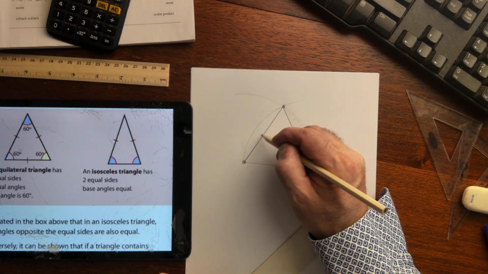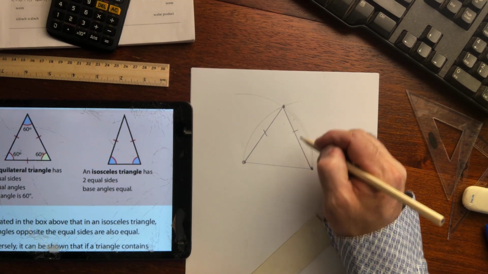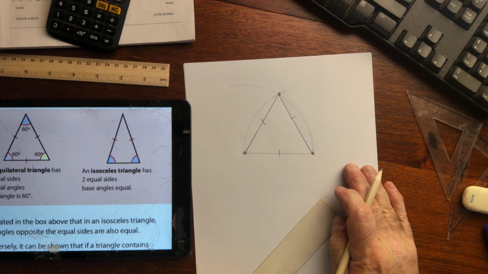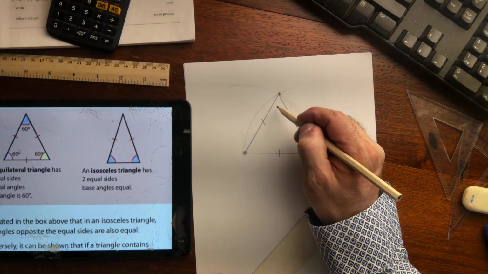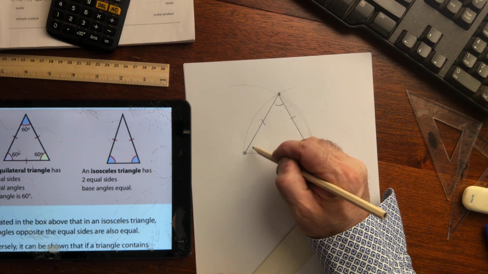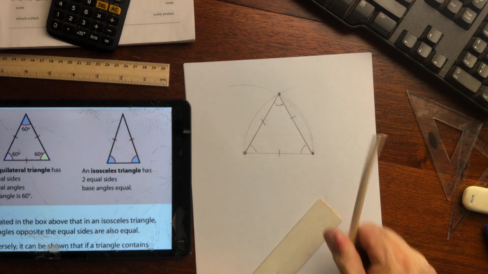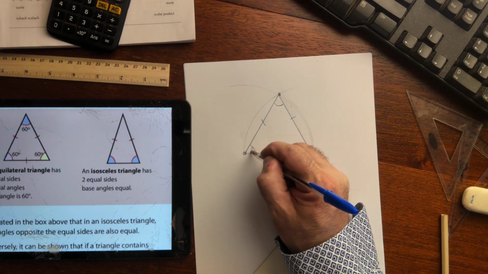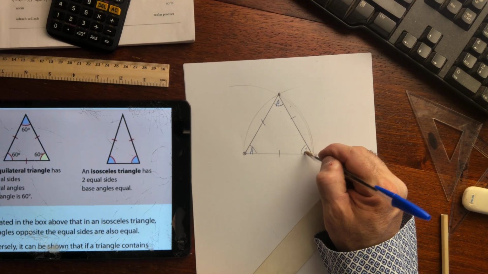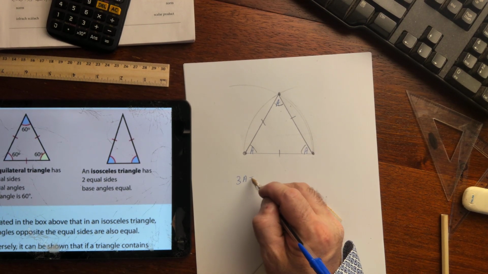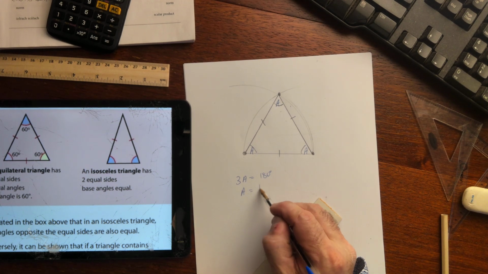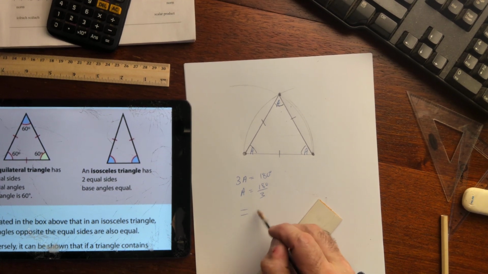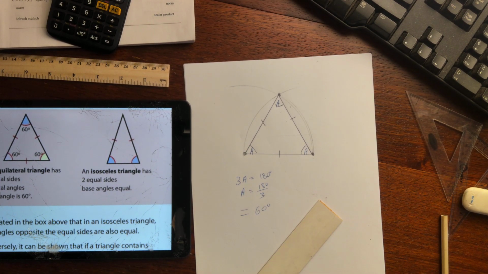And because they're all the same, I could put letters on them, but I could also just mark them like we do in geometry to say they're equal. And if the line segments are equal, the angles are equal. So I can mark these to be equal. I can give it a name, A, and A, and form the equation 3A equals 180 degrees, and divide down the A, and we get 60 degrees.